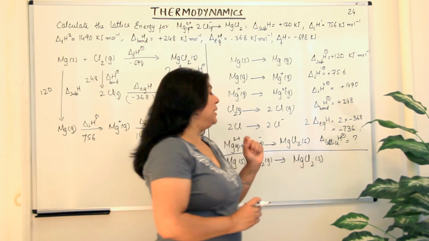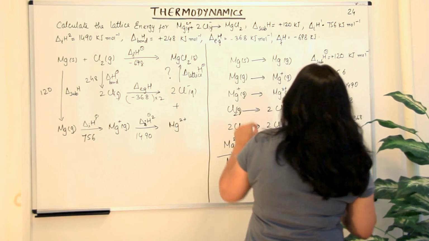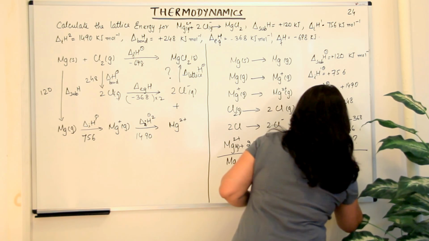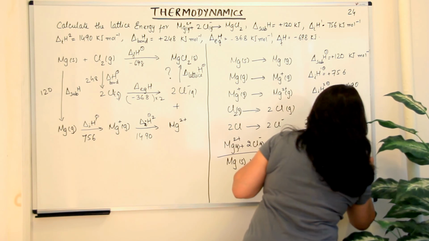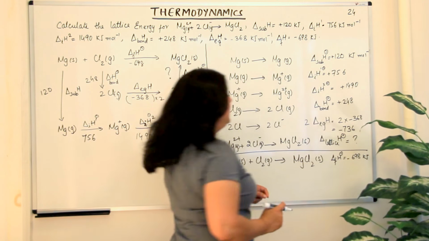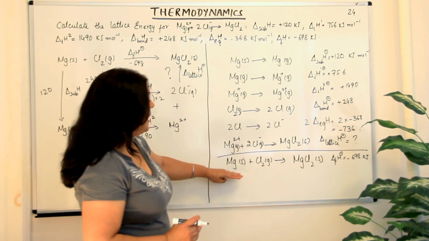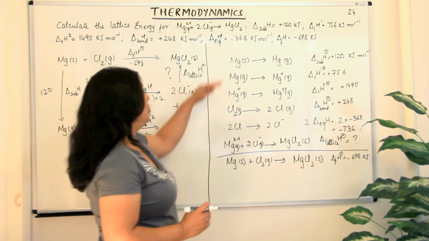Now, what is the enthalpy of formation of magnesium chloride? Let us write that down. The enthalpy of formation for magnesium chloride, delta f H negative, is equal to minus 698 kilojoules, right? Now, take a look. This reaction is actually a sum of all of these. How is it so? Let us see.